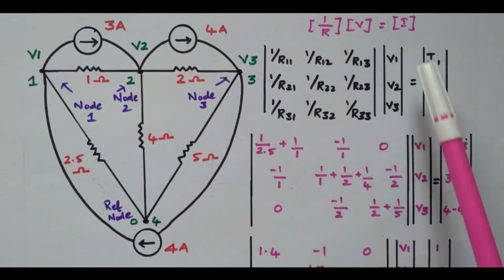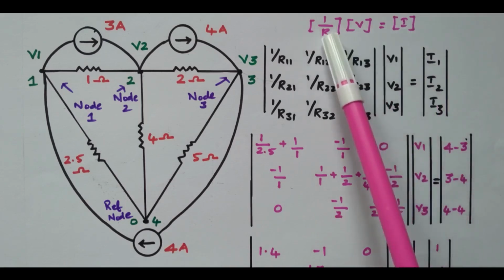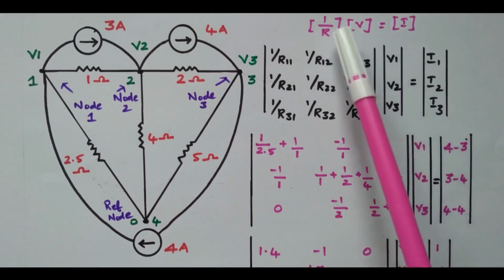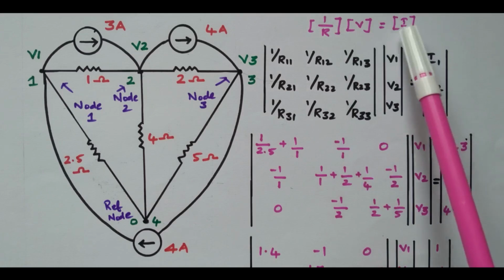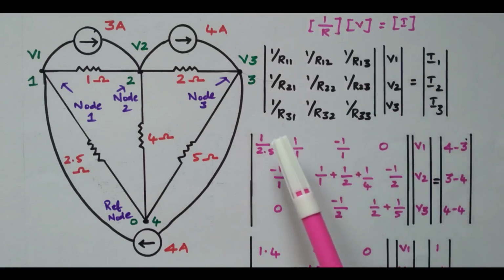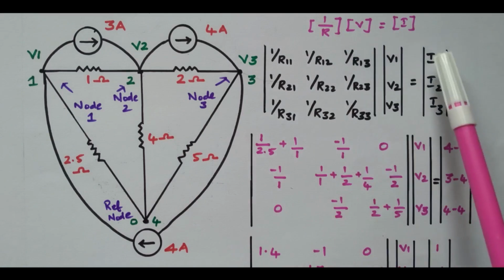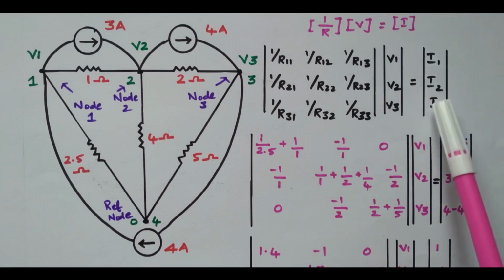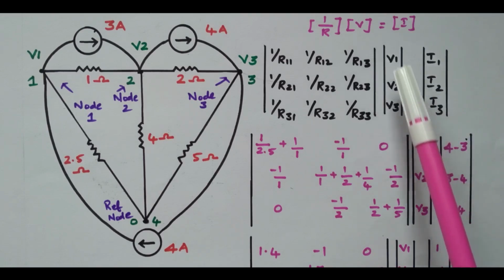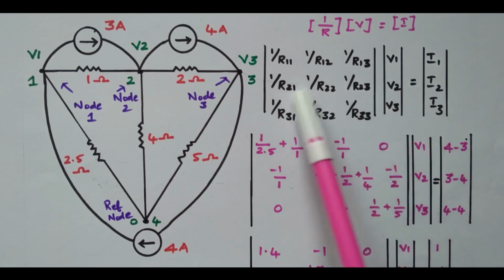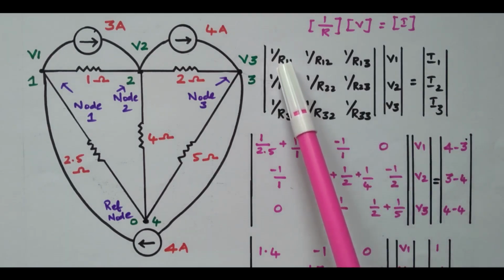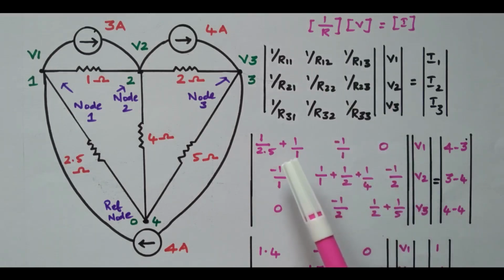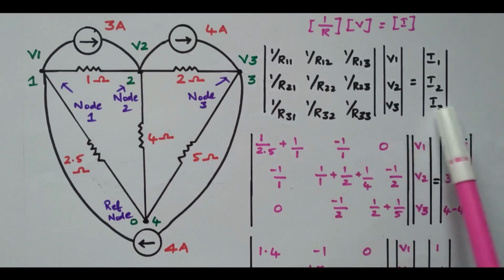How will you frame the matrix? By using I equal to V divided by R. So we need to frame the current matrix, voltage matrix, and resistance matrix, 1 by R, because I equal to V divided by R. So this is nothing but a matrix. This is the current matrix, I1, I2, I3, the current at node 1, node 2, node 3. Similarly, the voltages at nodes V1, V2 and V3. The resistance matrix is 1 divided by R11, 1 divided by R12, 1 divided by R13, like that. We need to frame this matrix.